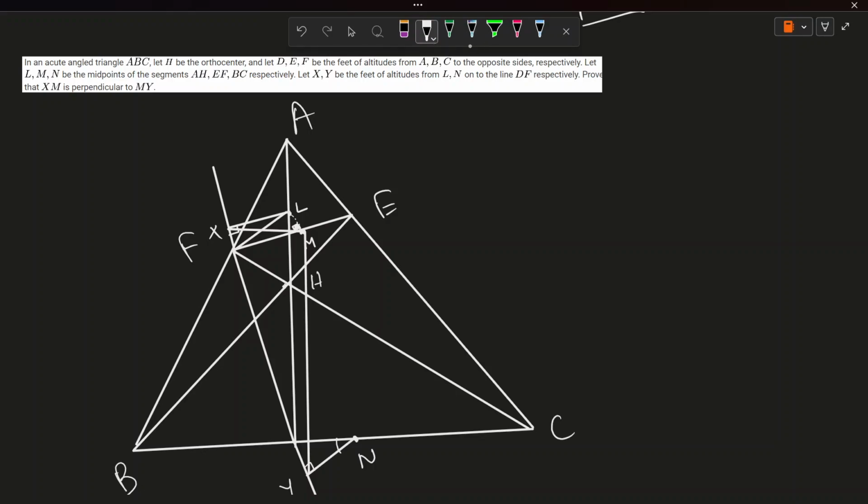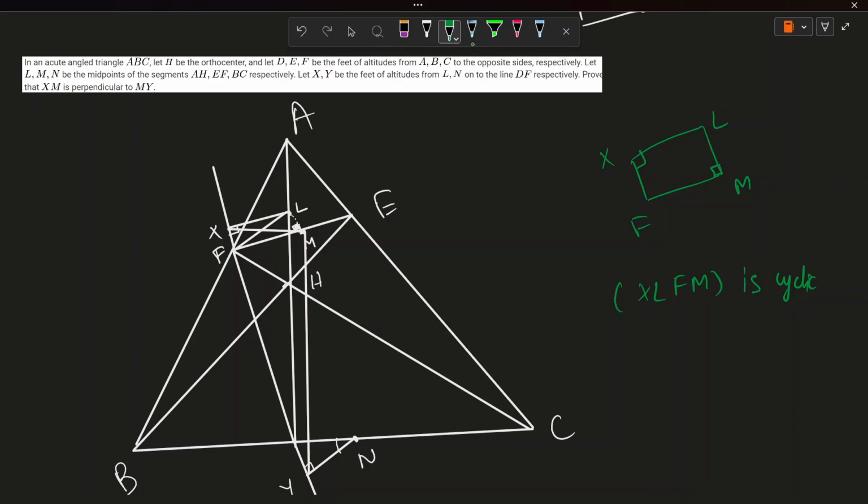Now let us do this. This point here is F. Let us draw a small diagram: this is F, M, L, X. This angle is 90 and this angle is 90 degrees, as we just proved. So we get that XLFM is cyclic. This is what we get.